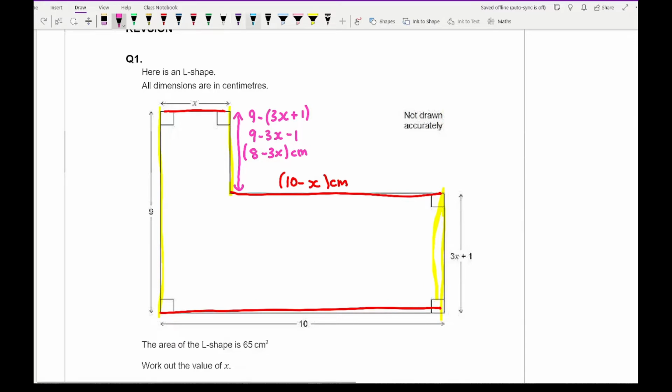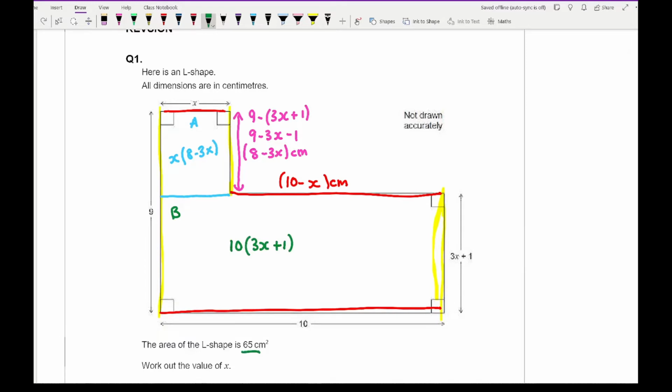Now what I'm going to go for is I'm going to split this L shape here. So the area of this, if we just call it A, is going to be x times the height, which is 8 minus 3x. And if I work out the area of this bottom rectangle, which we'll call B, that's going to be 10 lots of 3x plus 1. Now we know that the total area is 65 centimeters squared.